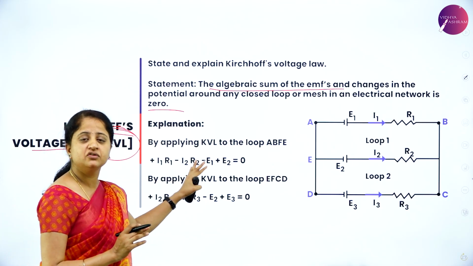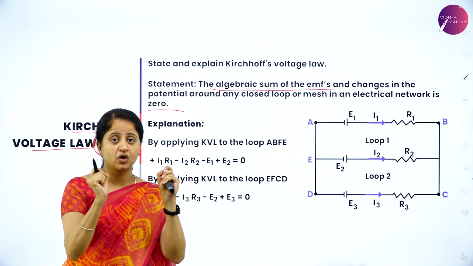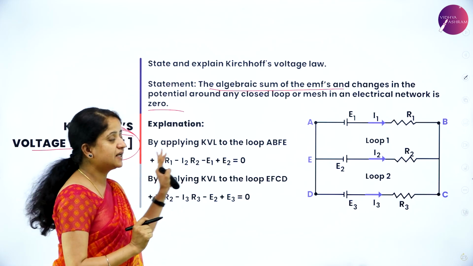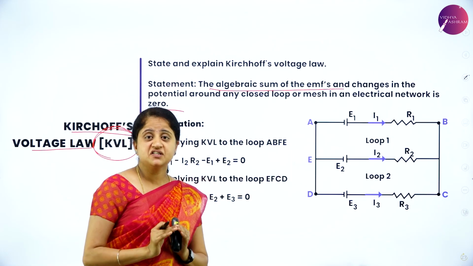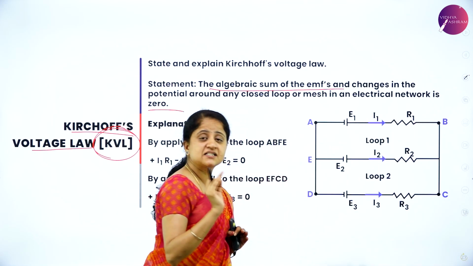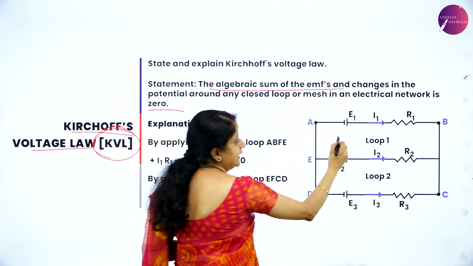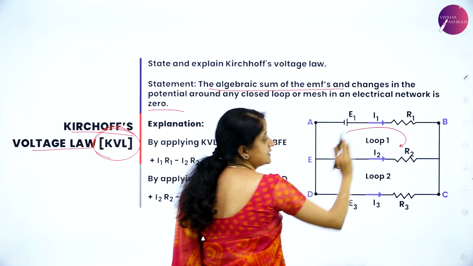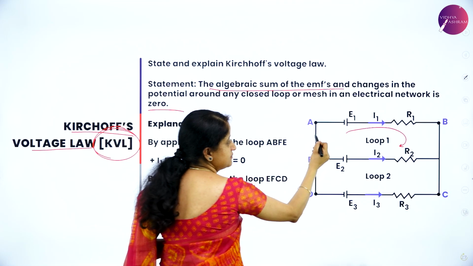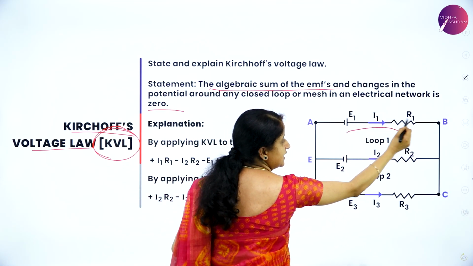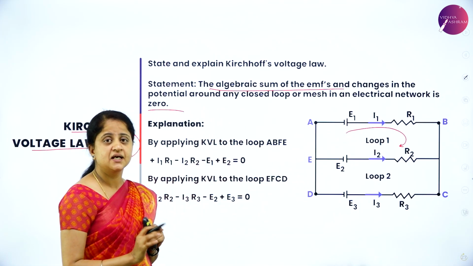Before going to this example, there are some rules to follow. We call it the sign convention in understanding the mesh rule. The first rule is that the IR product is considered positive when the direction of observation is in the direction of current through the resistor. Say for example, if I am observing in this direction where the current is going through the resistor, then the IR product is taken as positive.